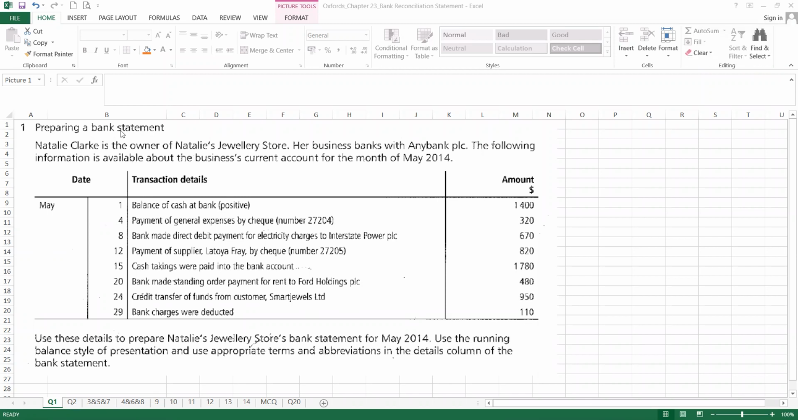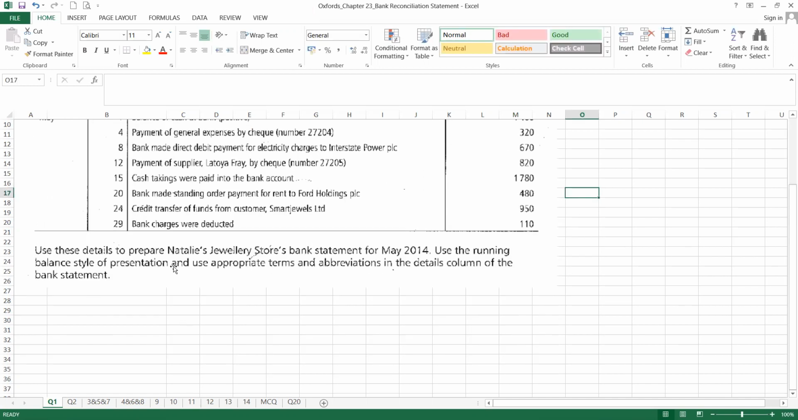Okay, first question, prepare the bank statement. Natalie is the owner of Natalie Jewelry Store. Her business banks with Any Bank. The following information is available about the business current account for the month of May. So let's see what the questions ask for. Use this detail to prepare the Natalie Jewelry Store bank statement for the month of May 2014, using the statement format with the running balance.